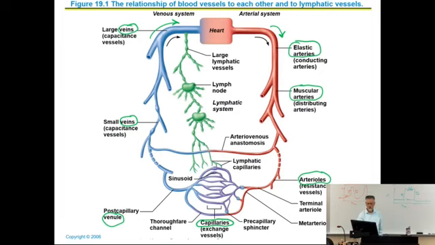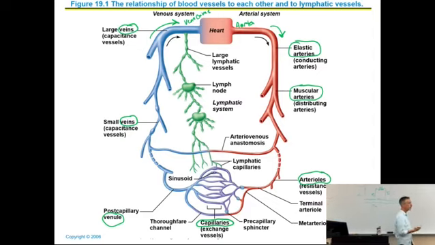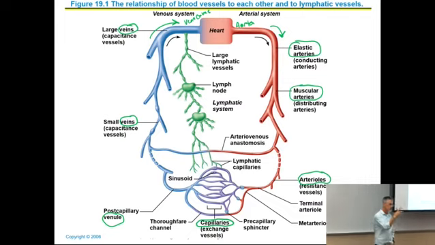So with these vessels, the largest ones are the ones closest to the heart. For instance here, we have the largest artery of the body, which is the aorta. Here, coming back into the heart, we have the vena cava, the superior and inferior vena cava. All the blood from the whole body comes back to the heart in those two vessels.